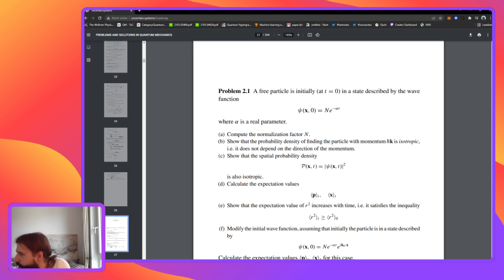Compute the normalization factor N. I guess this is just going to be pure math, right?